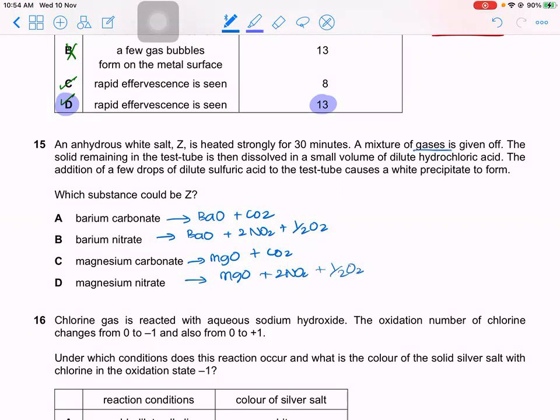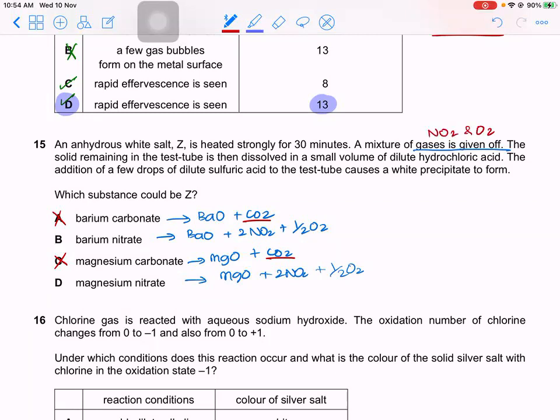A mixture of gases is given off. So if you're getting a mixture of gases, it can't be carbonate because carbonate only gives one gas. Mixture of gases means nitrogen dioxide and oxygen. So they must be nitrates. So we know that the mixture of gases is NO2 and O2.